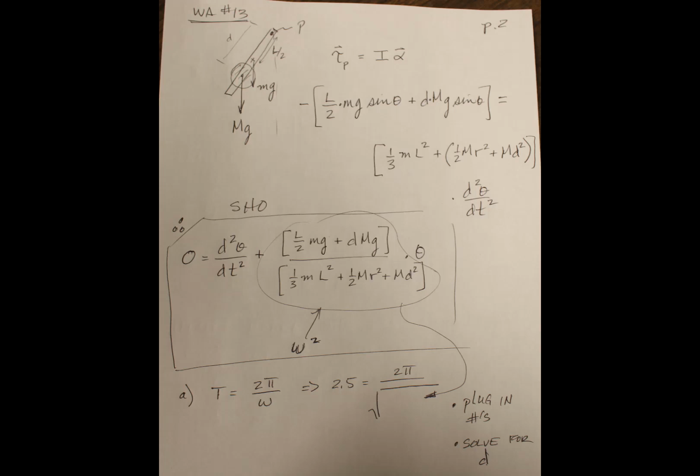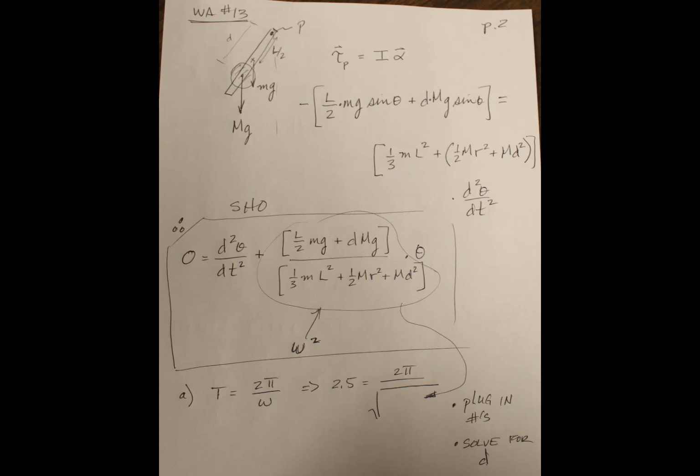So L over 2 times that force, moment arm times the force, times the sine of the angle, which is going to be theta, the angle of which we're assuming is a small angle, to which you push this pendulum to begin with. The moment arm for the disc is d, so d times the force, capital Mg, times the sine of theta. That would equal the rotational inertia.